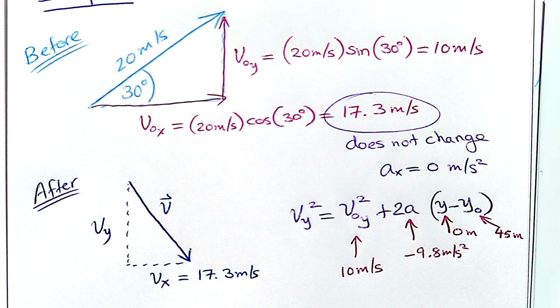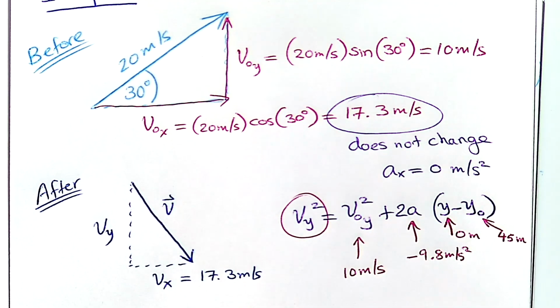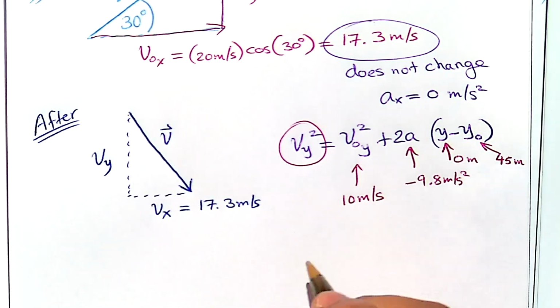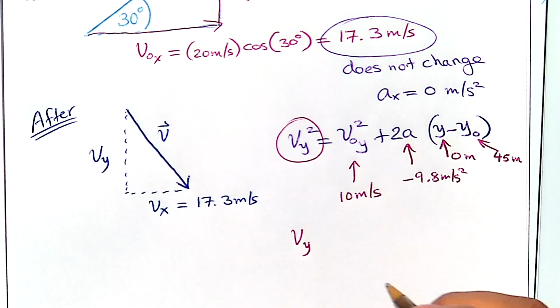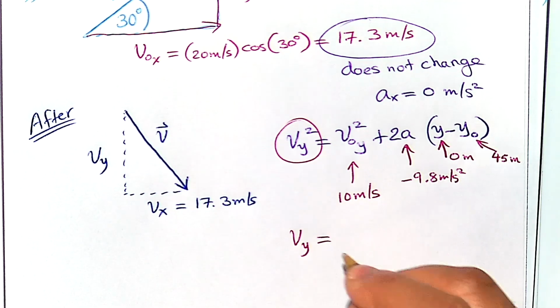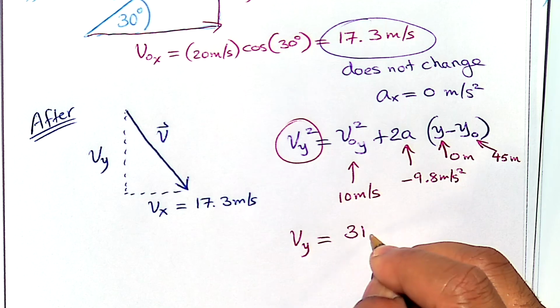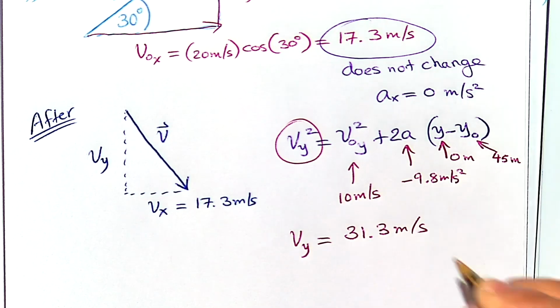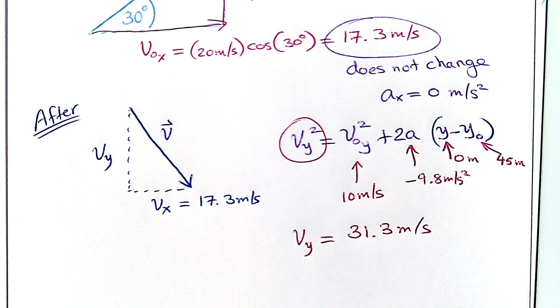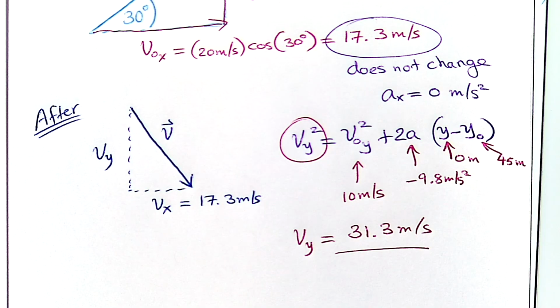It's the same thing. So putting in the positions, the acceleration, and the initial velocity in the y, you should be able to solve for the velocity in the y direction at the end. It should be 31.3 meters per second. Okay, and that's not your answer.